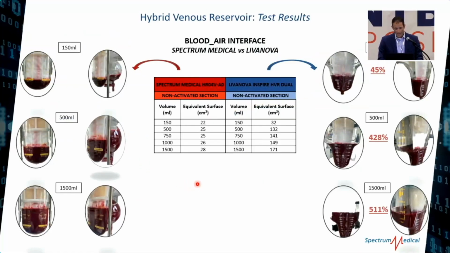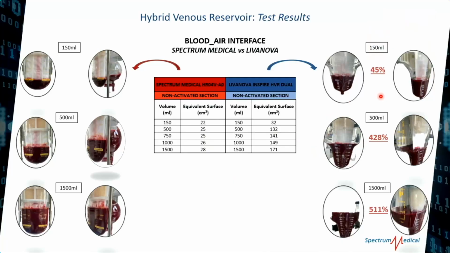And just from an activation standpoint, comparing the amount of blood-to-air interface, you can see at 150 mLs we could have up to a 45% reduction in blood-to-air interface. You get up to half a liter and up to 428%, and up to 1.5 liters, about 500%.